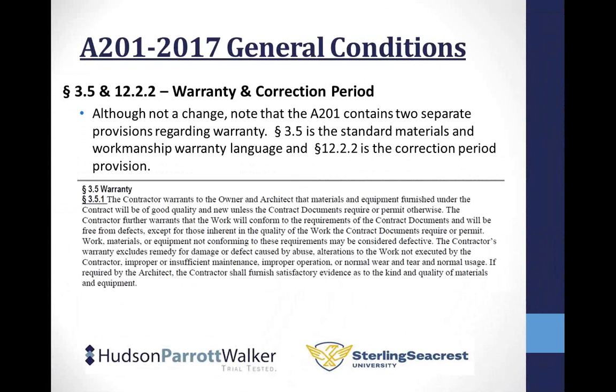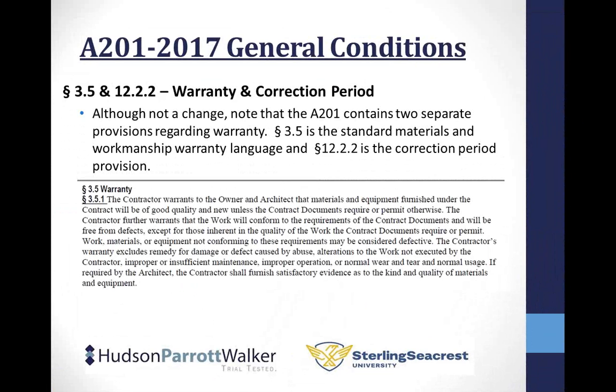So here we've got section 3.5, which I'm sure nobody can read, but this is the standard warranty: workmanship and materials are new and will be free from defects. The thing to note here is that this language does not actually contain a time limitation. In 12.2.2, there's a time limitation on your correction period, but there's no time limitation on the actual warranty itself. So if you want to make sure that your warranty is also time limited, you need to insert that language into this provision as well. This would be something that the owner is going to negotiate with you, and you'll likely get some pushback on.